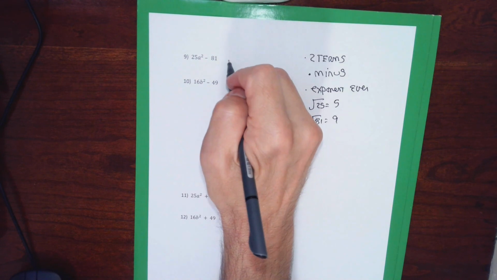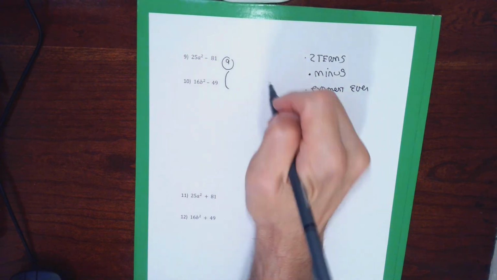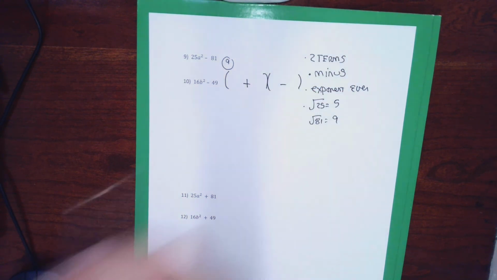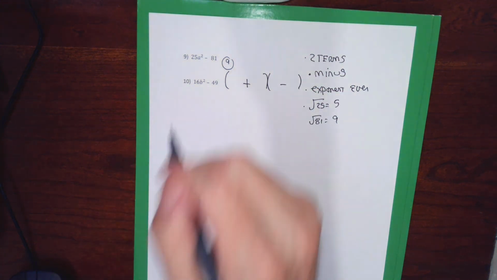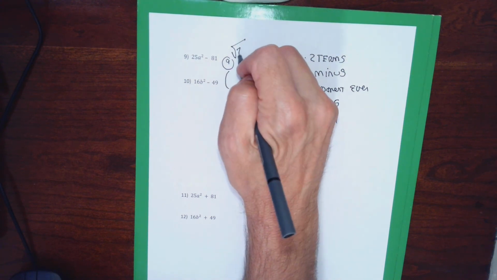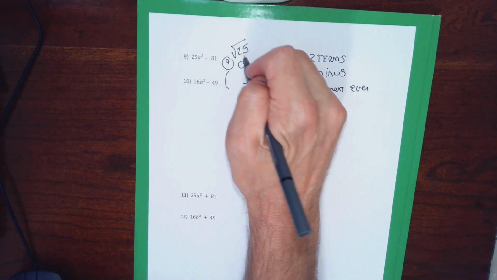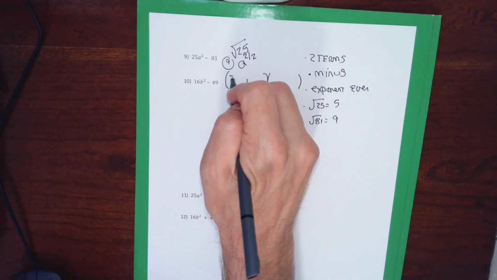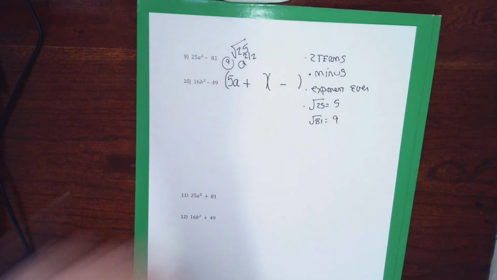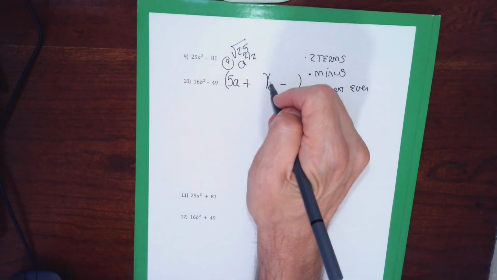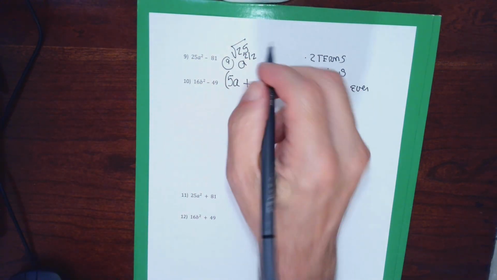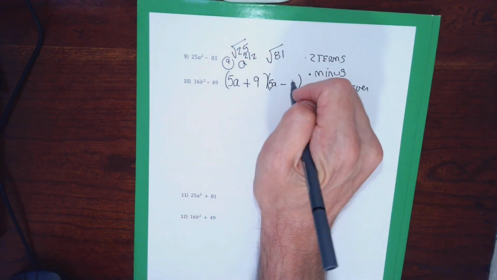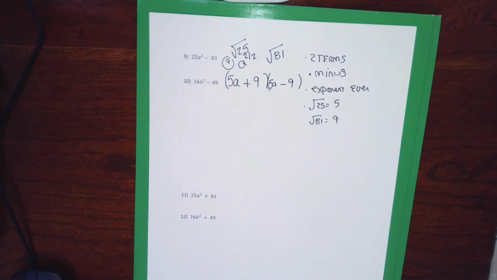So when I go to factor number 9, I'm going to make 2 parentheses. I usually put the plus in the first parentheses and the minus in the second, but it doesn't matter. For the first position, I'm going to square root the 25, and I'm going to divide the exponent of the a by 2. When I square root 25, I get 5. When I divide the exponent of the a by 2, I get a to the first. Those are going to load up my first positions. After the signs, I'm going to square root the 81, and get 9. And that's the answer. That will check.